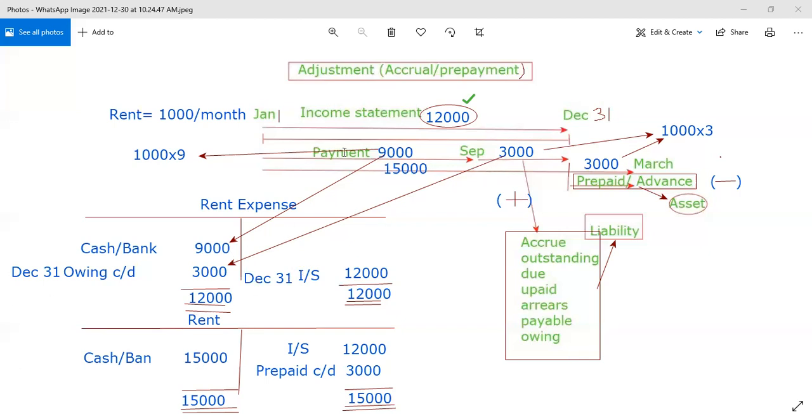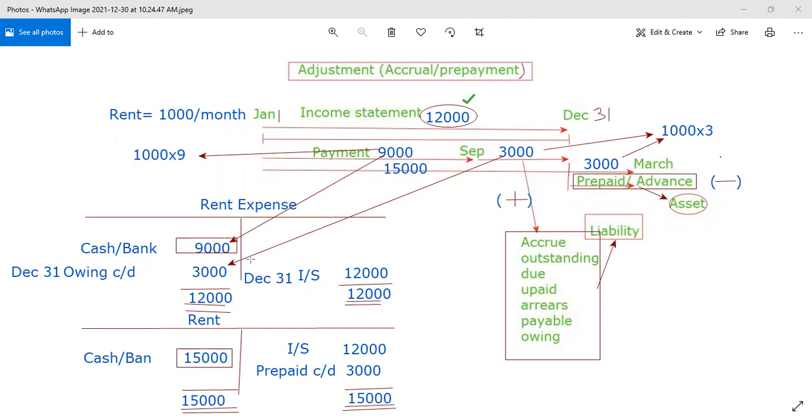This adjustment shows that expenses you have to record for the whole year. Whether you have paid less than that, 9,000, or more, 15,000, you have to record 12,000, right? If you have paid more than that, that is called prepaid. If you have paid less than the total amount of the year, that is owing or outstanding. And in the T account also, you can understand, in this case you have paid 9,000, right? And here you have paid 15,000.